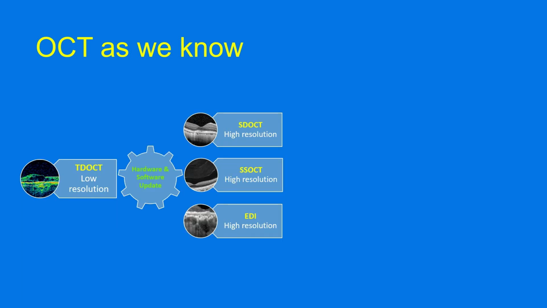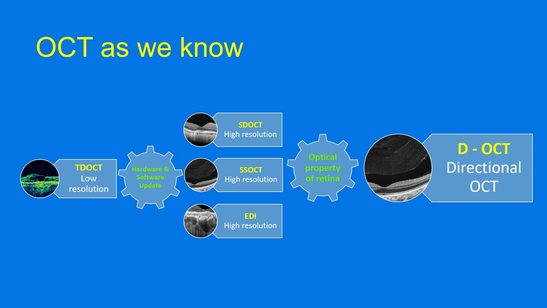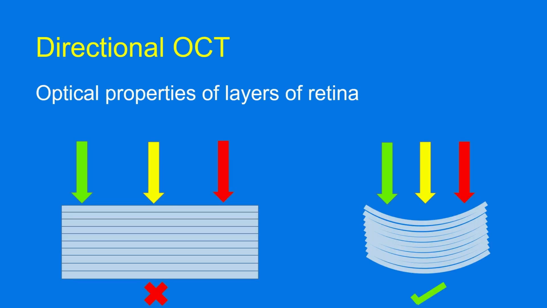However, consider a scenario where we utilize the optical property of the retina to image the retina better. What would be the result? The result will be directional OCT. So what do I mean by utilizing the optical property of the retina here? Let us see in the next few minutes. So this is the basis of directional OCT.